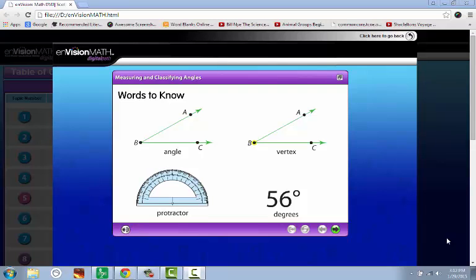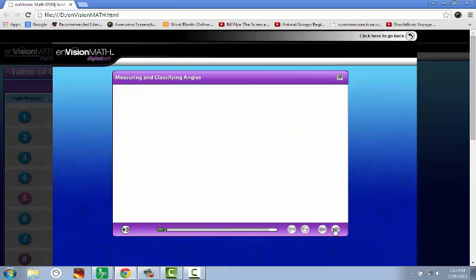All right, so as promised, we're going to talk a little bit about measuring and classifying angles. First off, vocabulary words. Angle, vertex, degrees, protractor. All right, if you need to go back over those, just hit rewind for a moment and then take another look.